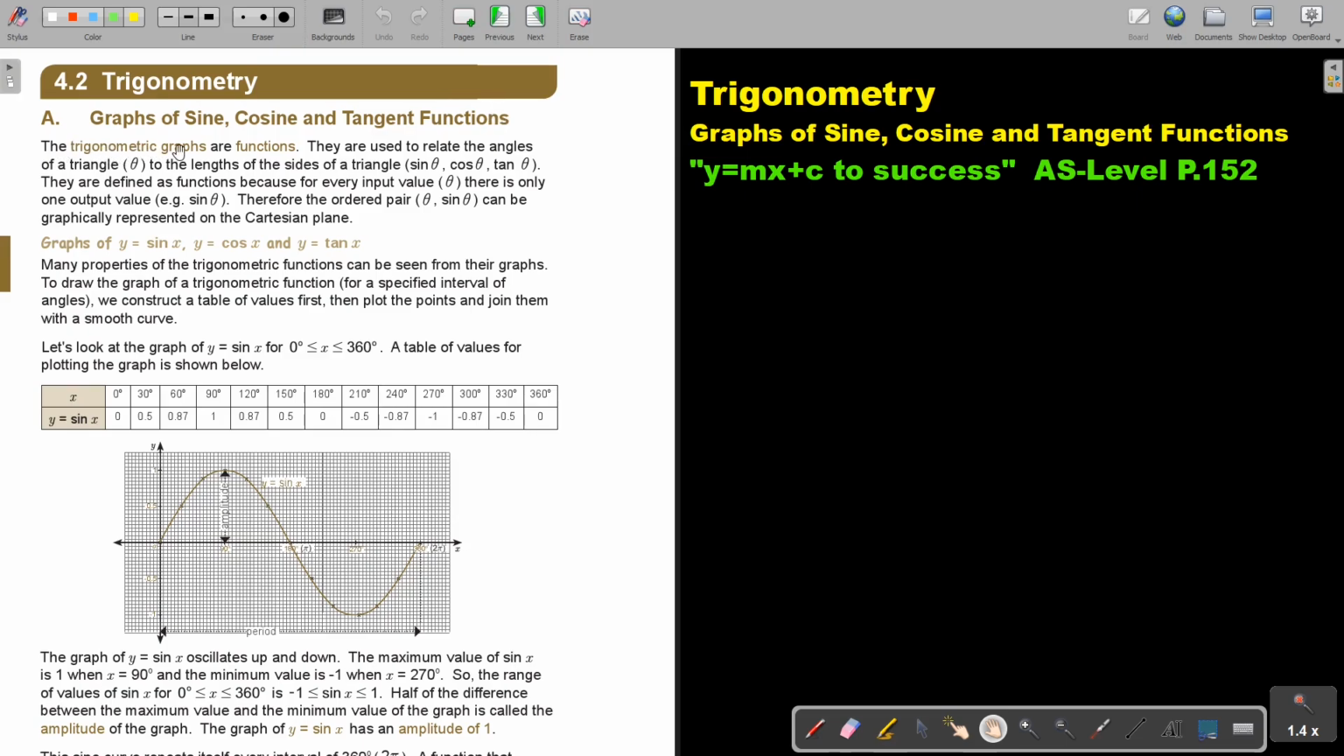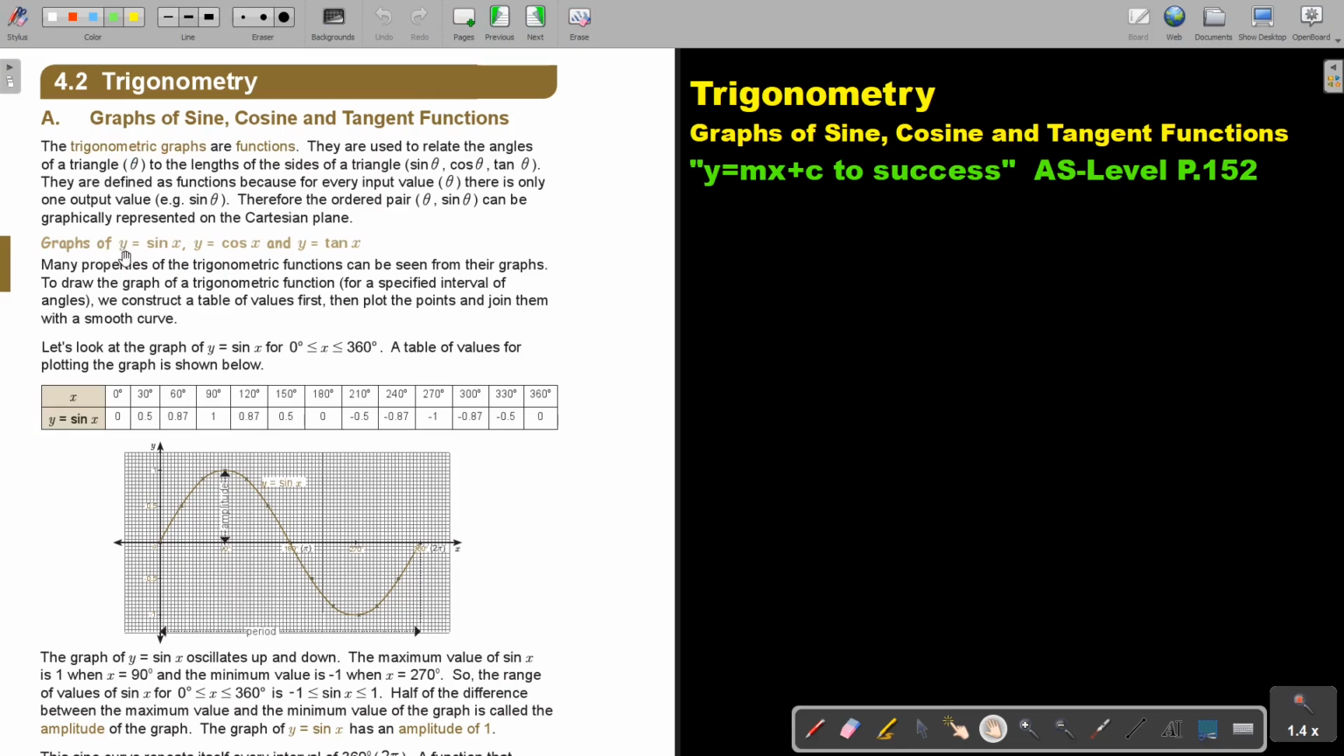The trigonometric graphs are functions. They are used to relate the angles of a triangle, theta, to the lengths of the sides of a triangle: sin theta, cos theta, and tan theta, to those ratios. They are defined as functions because for every input value theta, there is only one output value, for example, sin theta. Therefore, the ordered pair (theta, sin theta) can be graphically represented on the Cartesian plane.